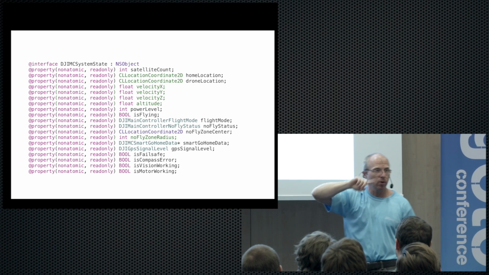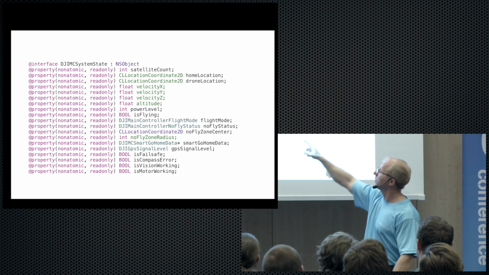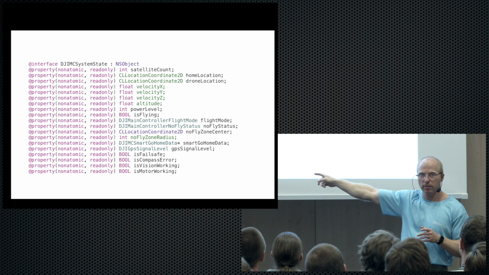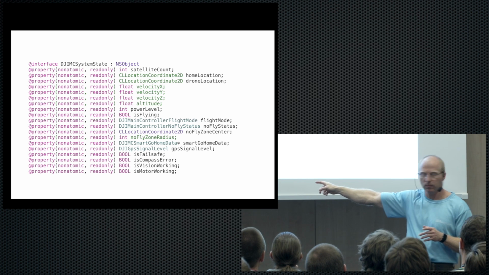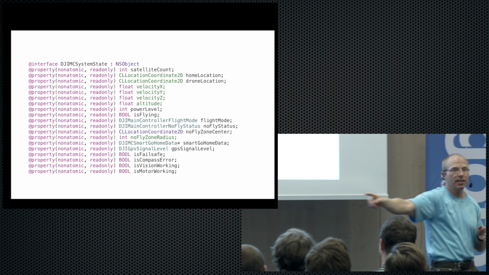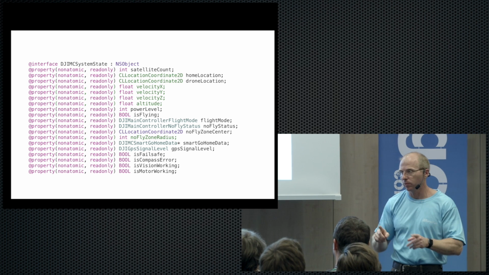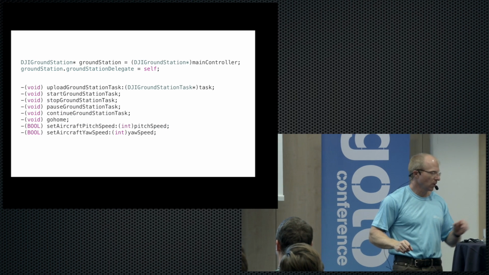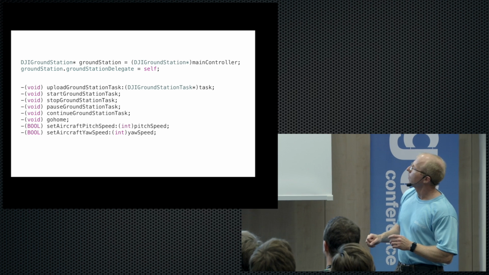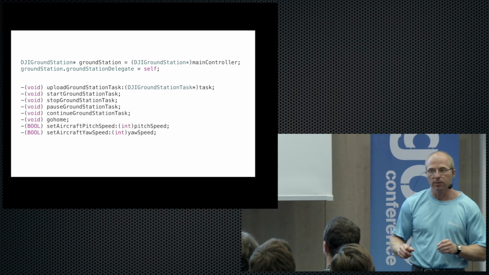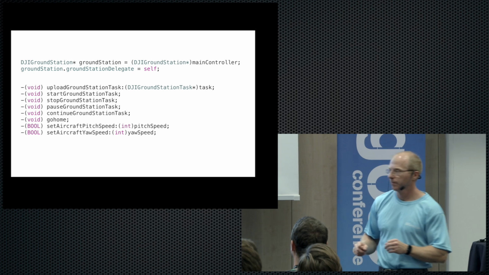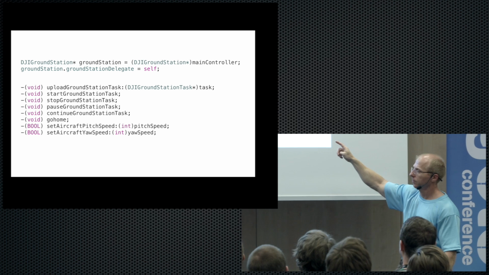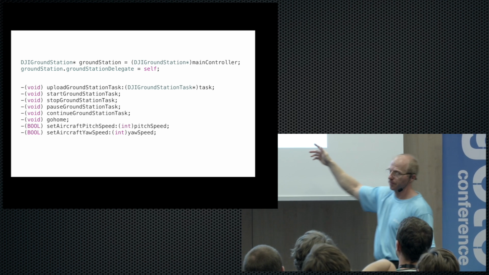Now, if I want to control the drone, I cannot just set velocity x and it flies in that direction. These are read-only values. So if I want to control the drone, I need to make a software ground station. Good thing is, the main controller actually happens to be a ground station at the same time. So I can cast the main controller to a ground station object, and I can start doing things.